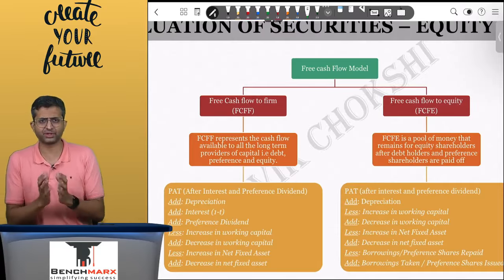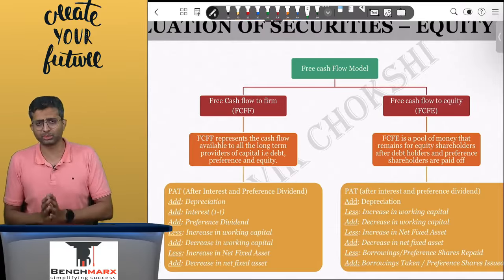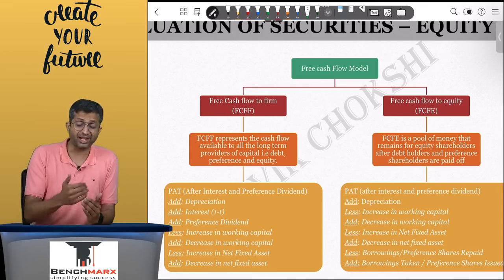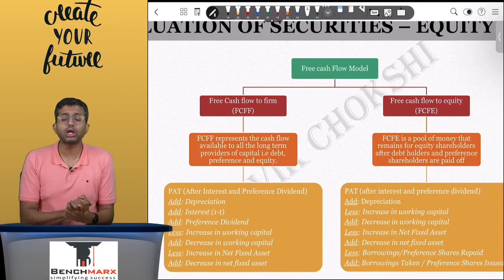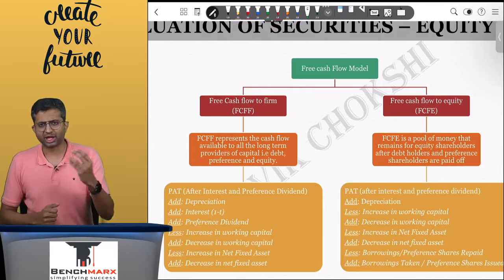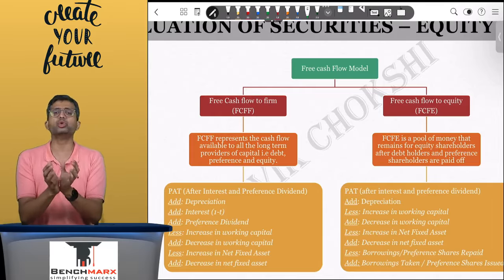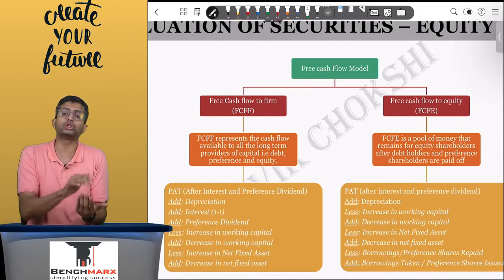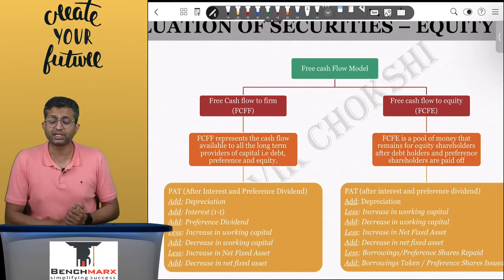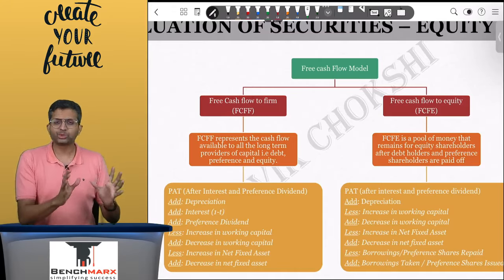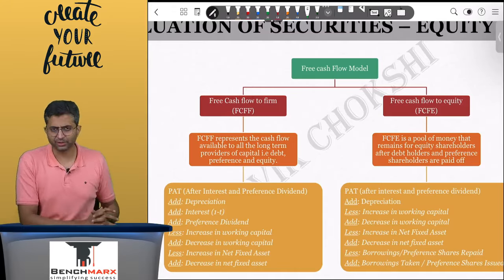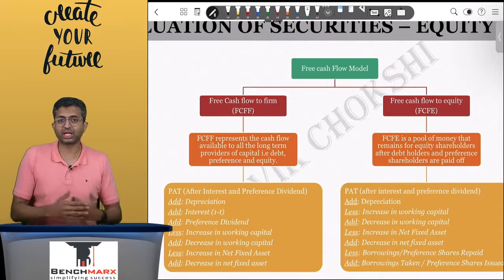Well, FCFF is a pool of money which is available for debt and equity both, and hence it is calculated as PAT plus depreciation plus interest into 1 minus T. Why? Because you need to find a pool which is available for debt and equity both, and hence you need to add interest and also reverse the tax savings if any on interest. This will help you calculate, let's say, the cash flow from operations. However, that is not freely available.